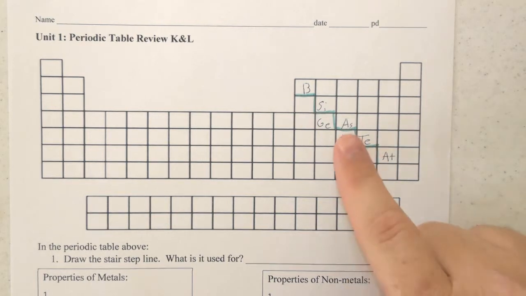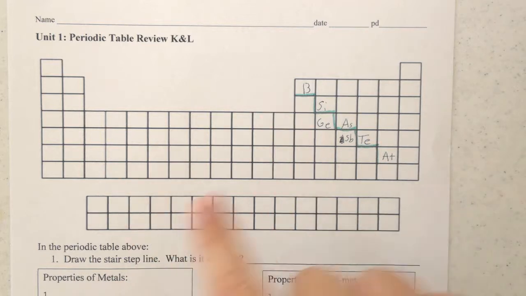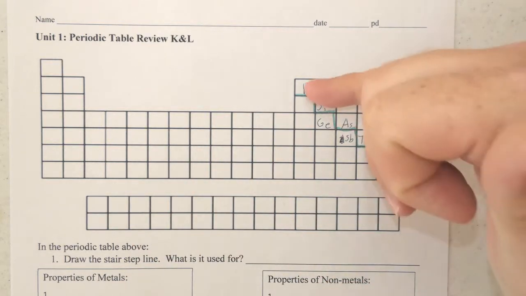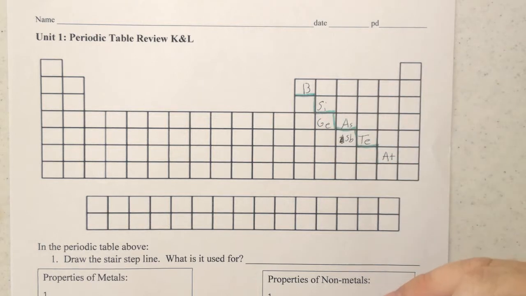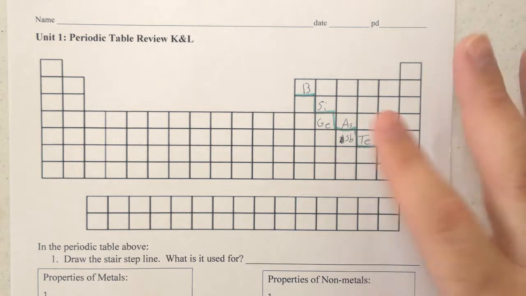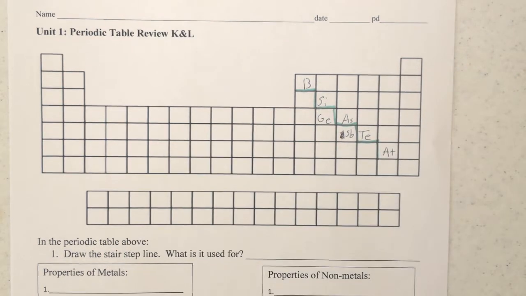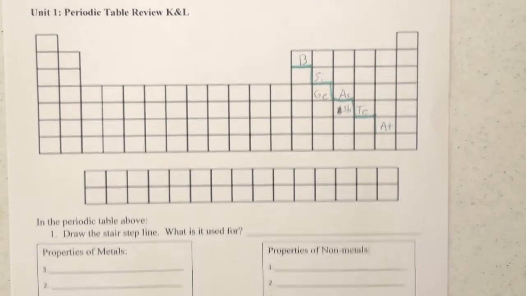Well, the line separates the metals, which are all on the left side, from the nonmetals, which are all on the right. The specific ones I've labeled here are called the metalloids. They have characteristics of both metals and nonmetals. So please make sure you have this filled out. We're going to be filling in more on this as we go through the instructions. I just wanted to get that done.